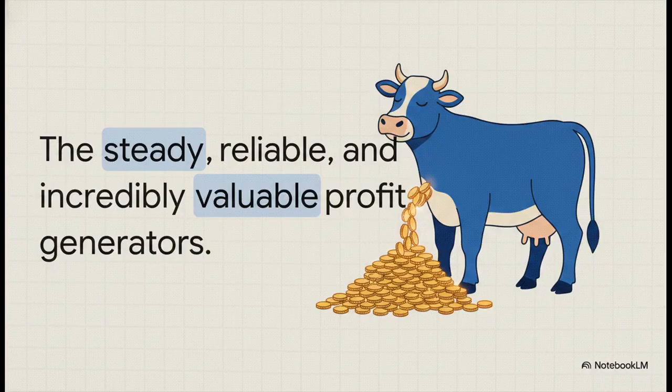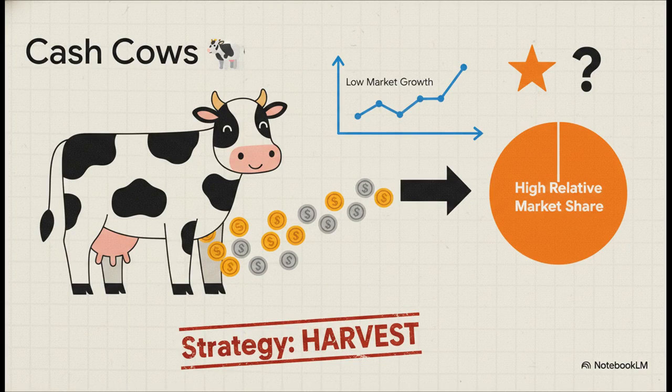Next, we've got the steady, the reliable, and the incredibly valuable cash cows. Cash cows are your established leaders, but they're in mature, low-growth markets. The beauty of these is they don't really need a lot of investment anymore. They just kind of sit there and generate a consistent, strong stream of profit. Think about a classic soda brand that's been a market leader for decades. The strategy here? You harvest. You take all that cash and you use it to fund your stars and your other promising ventures.